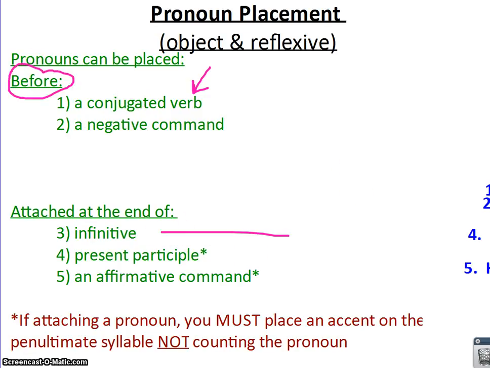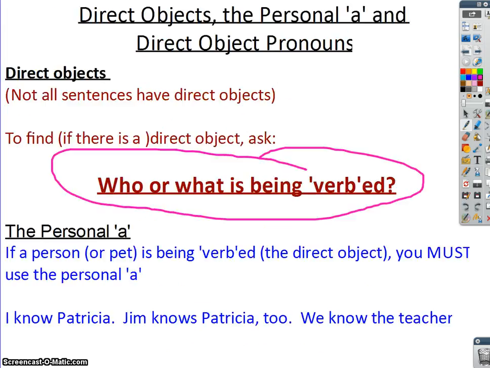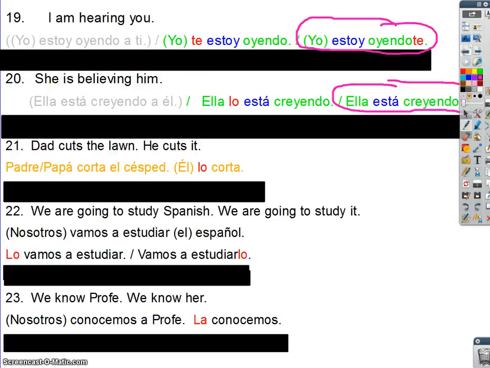However, if you also have an infinitive, a present participle, or an affirmative command, you could attach it at the end of those. And don't forget, if you're attaching it to a present participle or an affirmative command, although we're not really dealing with commands right now, so let me just put lines through those, you will also need an accent on the penultimate syllable, not counting the pronoun. So let's go over these answers and explain why they are what they are.